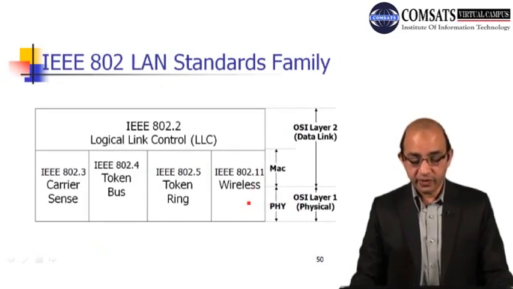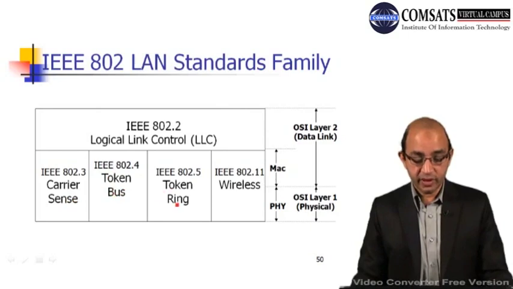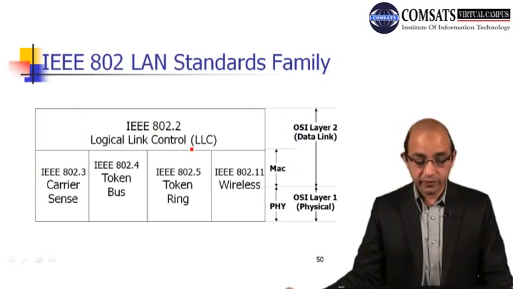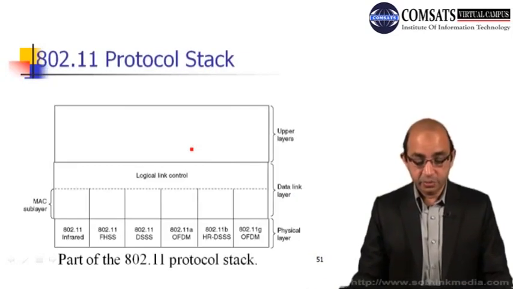Here we have shown the IEEE 802 LAN standards family. You can see the focus is on the data link layer and the physical layer. Here we have IEEE 802.3 carrier sense and IEEE 802.4 using token bus, token ring, and here we have the wireless access. And then we have 802.2 logical link control, LLC, over here.